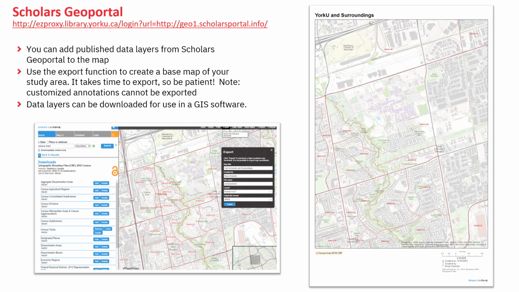For example, the study area map on the right was created in Scholars GeoPortal by adding a layer for the census tracts around York University. This tool also has the ability to add map elements like a title, in this case, York University and surroundings, and to export maps in different formats, such as JPEGs. Please note, it can take an extended time to export the map, so you may need to be patient.